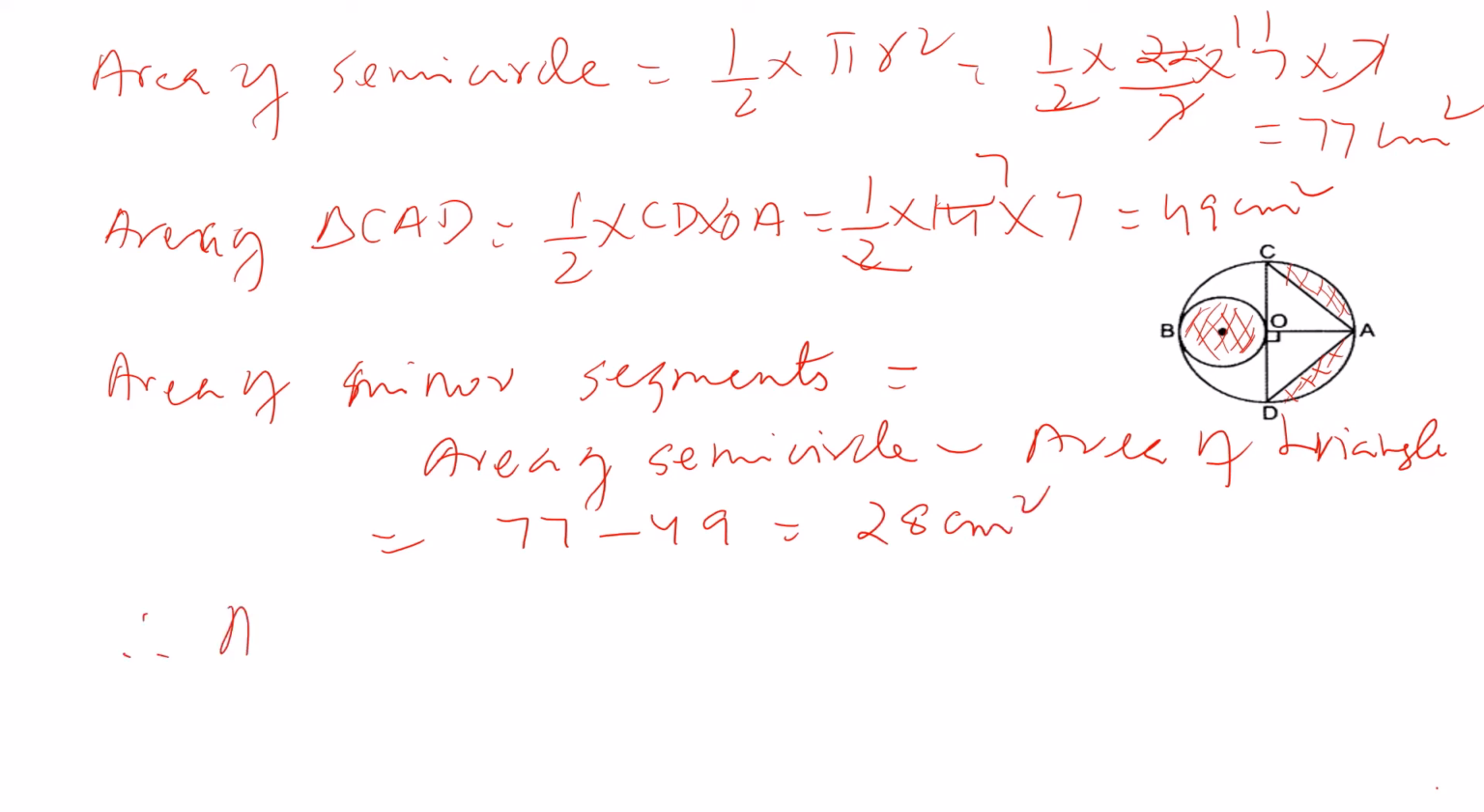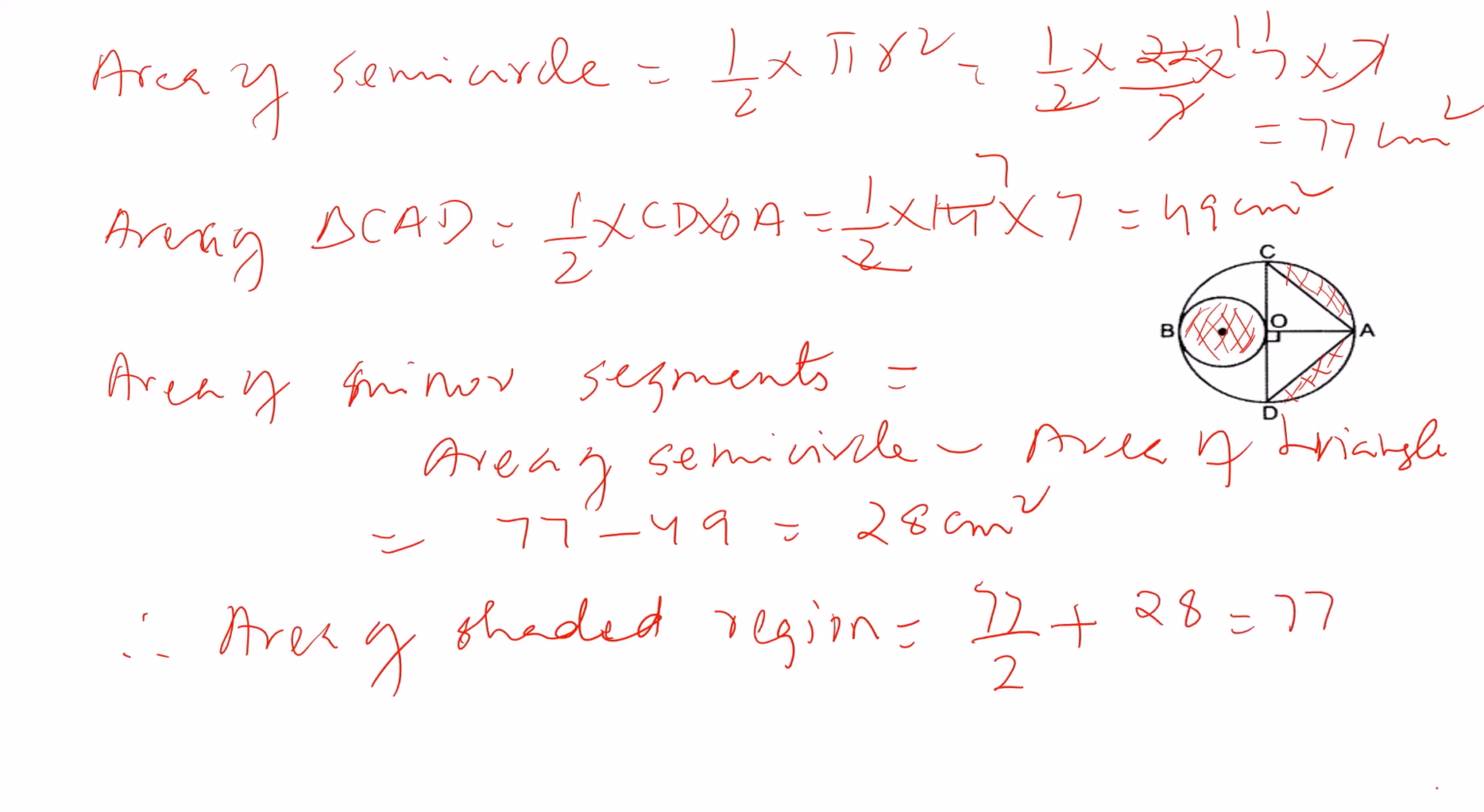Therefore, area of the shaded region is equal to area of the smaller circle we have already found, which was 77 by 2, plus the area of the minor segments, that is 28. So 77 plus 56 by 2, and that will give you 133 by 2, and that will be 66.5 centimeter square. So this is the area of the shaded portion.